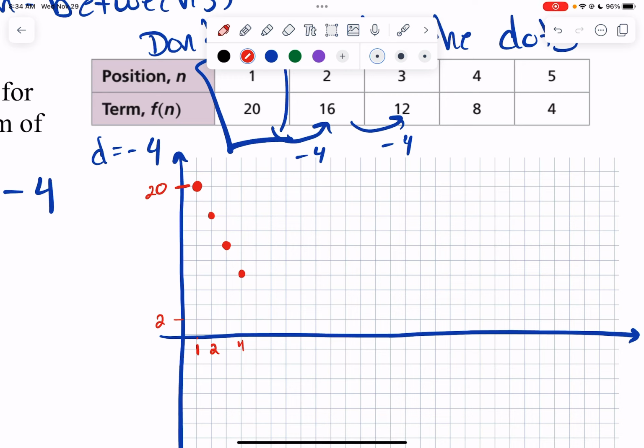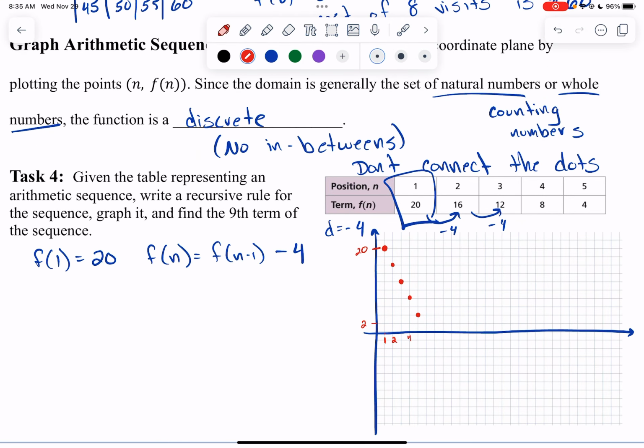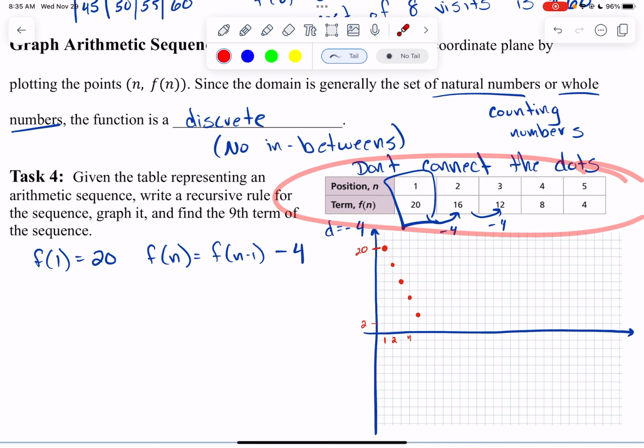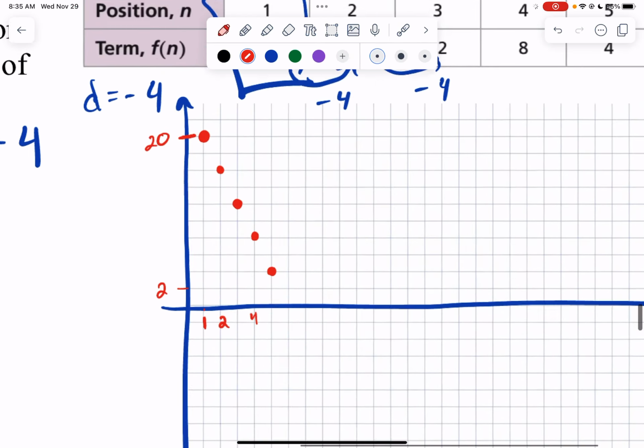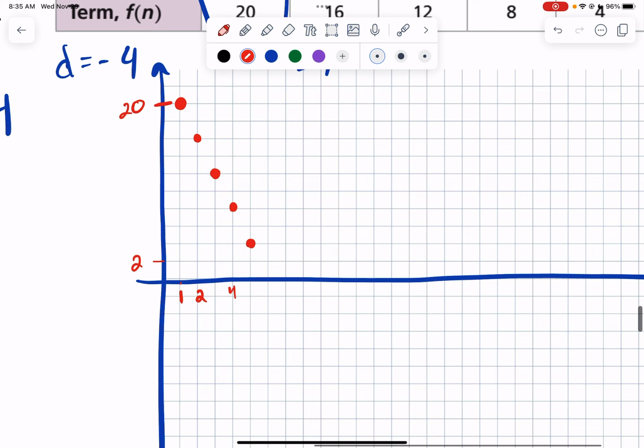5, we have 4. So now we need to find the ninth term. I could continue out this table, or I can just go ahead and continue out the graph. I think I'm going to continue out the graph since we're kind of on a roll there. So that's the fourth term. So the fifth, 5, 6, 7, 8, 9. We need to go to the ninth term.